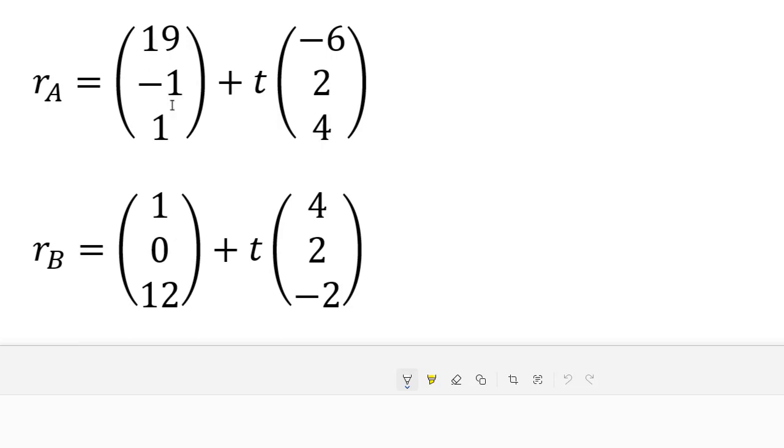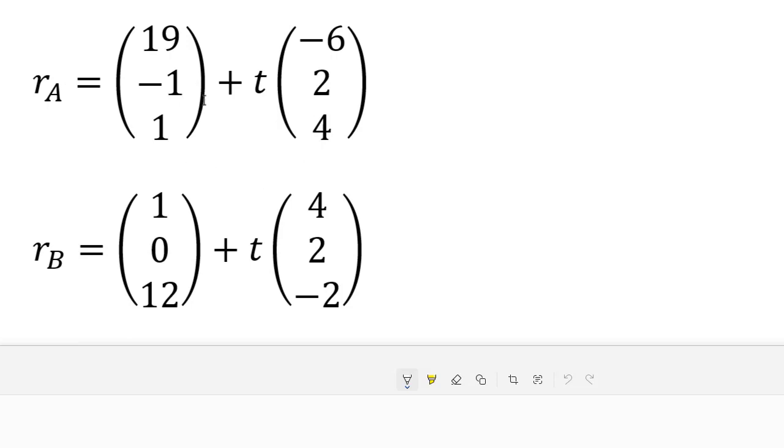So you should know that this is the starting point, and this is velocity, and r means the position. This is where it is. And so at any given time, we know exactly where it is.